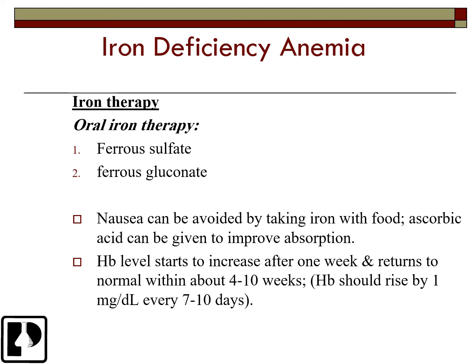Hemoglobin level starts to increase after 1 week and returns to normal within about 4 to 10 weeks. So to restore the anemia or iron deficiency, we need to take it for about 3 months to correct the anemia. Hemoglobin should be raised by 1 milligram per deciliter every 7 to 10 days.